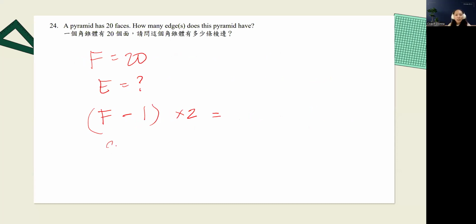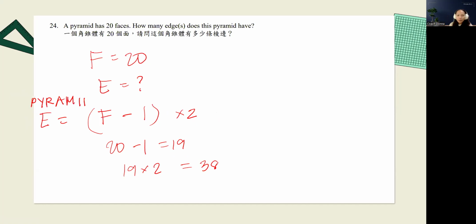So faces is 20 minus 1, that's 19. But remember, we need to multiply by 2. 19 times 2 is 38. So our answer is 38. That's it for this question. This is edges. Edges is equal to, this is your formula, okay? But only applicable for pyramids. Let's have number 25.